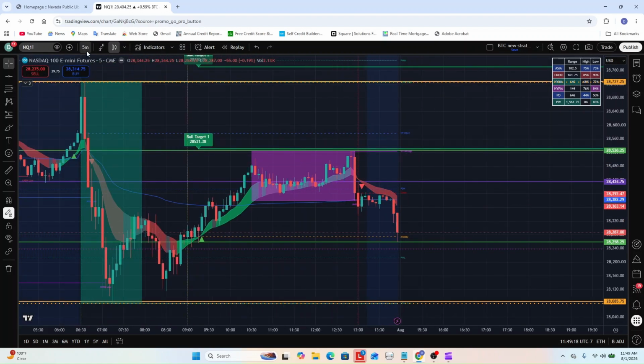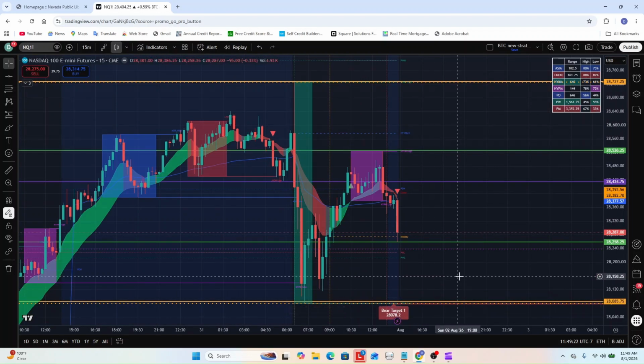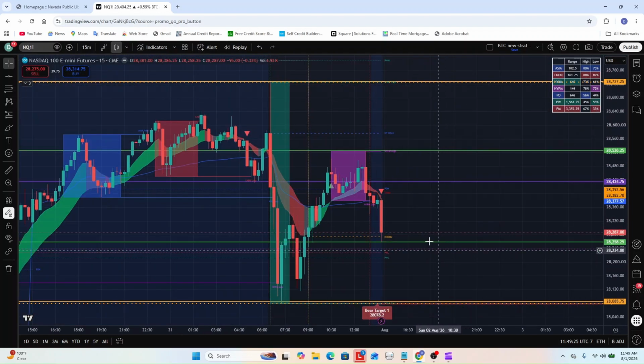Let's look and see what this looks like on the 15-minute. Boom. It's actually perfect down to a T. Look at this candle right here. You see that? As soon as it hit this high up here, it came all the way down. And look, it came all the way down to this area right here.